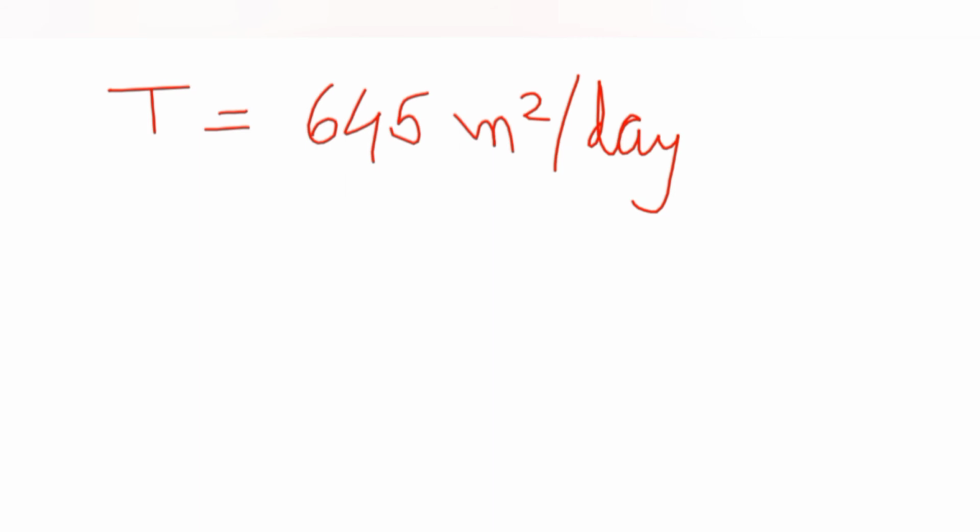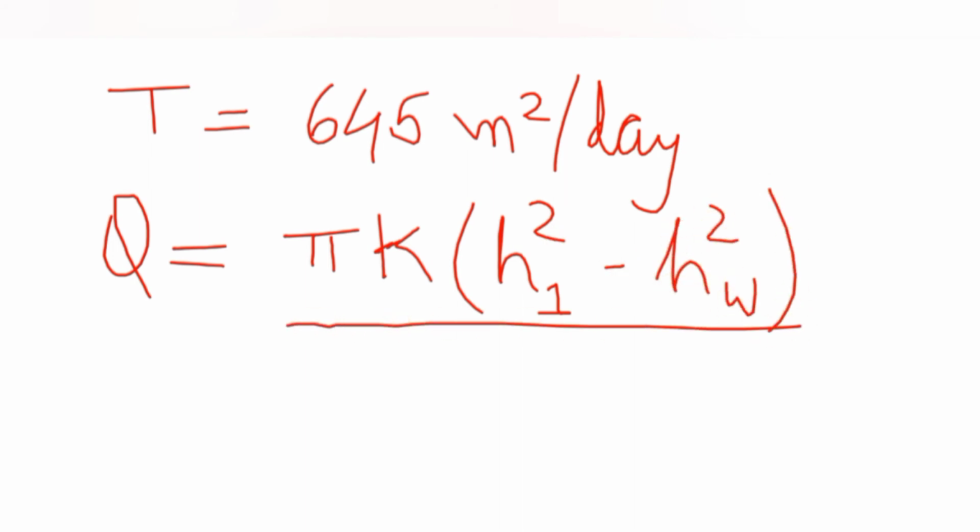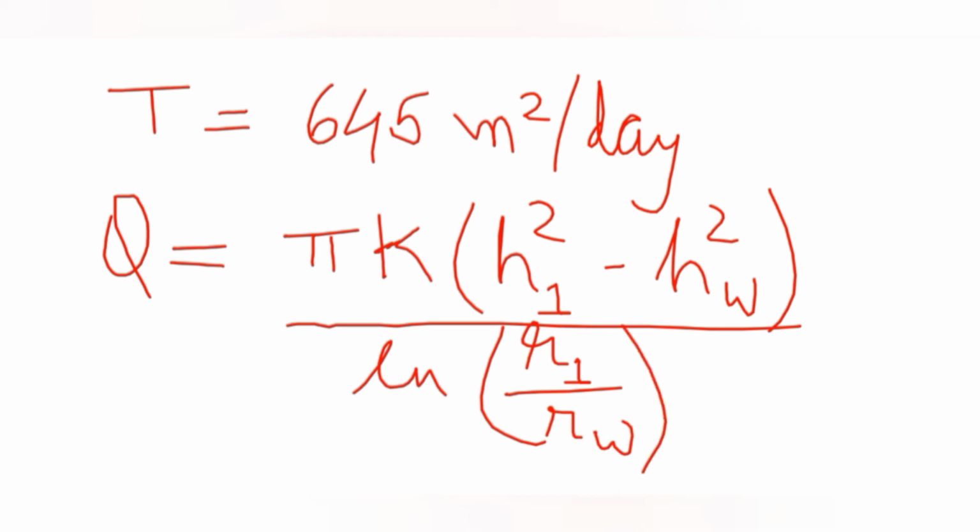Next we have to find out the drawdown at the pumping well. So Q will be equal to pi K (H1 square minus HW square) divided by ln R1 upon RW. See, we have to find out the drawdown. So drawdown is given as SW is equal to H minus HW.